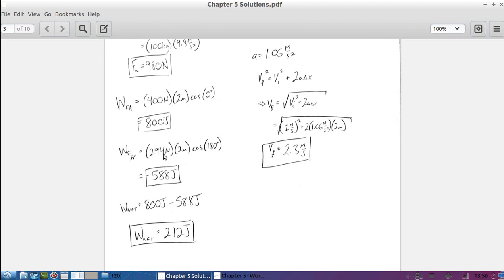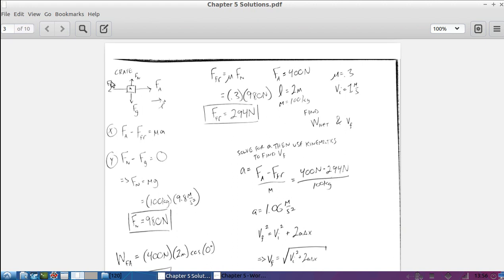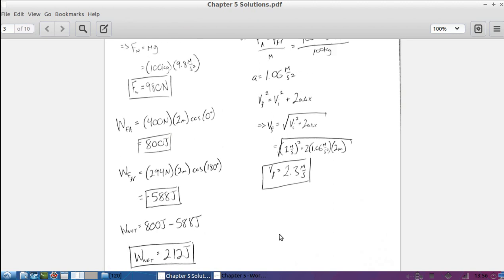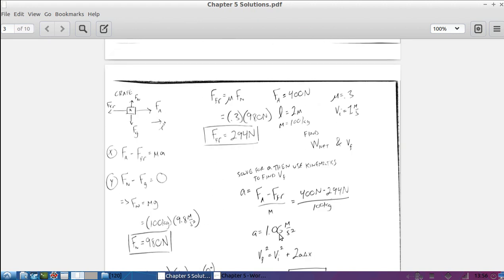Work due to friction. Frictional force, I found that. Same displacement. The angle between the friction force vector and the displacement vector is 180. Friction again is doing negative work. That's negative F times delta r, negative 588 joules. Add the work due to the individual forces, 800 minus 588 joules, and I get 212 joules. So that's the net work done.